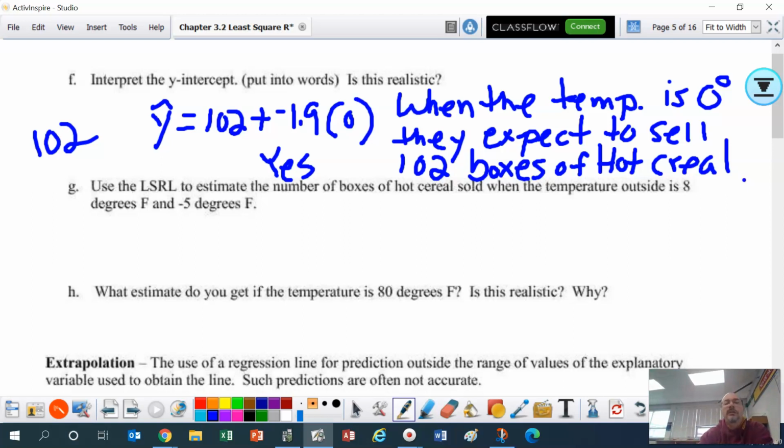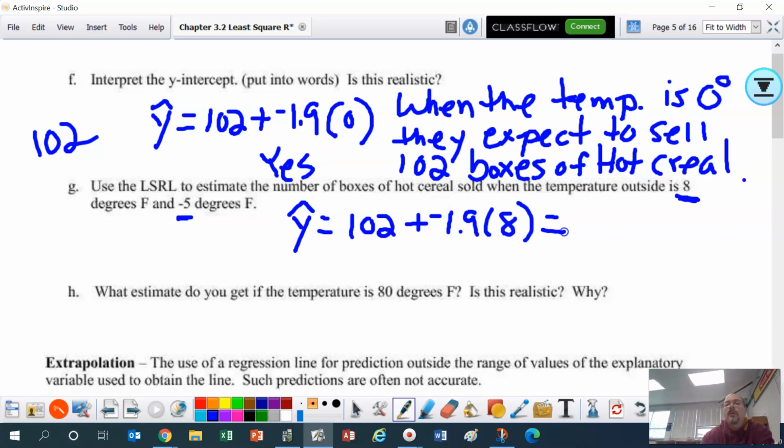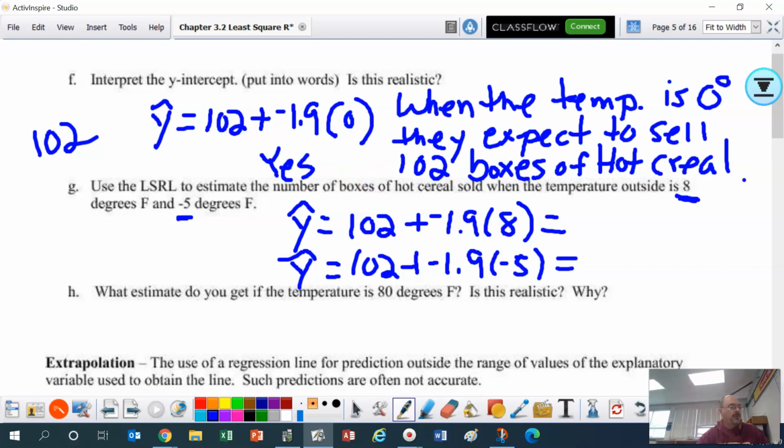All right, use the least squares regression line to estimate the number of boxes sold when the temperature is 8 degrees and negative 5 degrees. All right, so y hat equals 102 plus negative 1.9 times 8 and 102 plus negative 1.9 times negative 5. All right. So let's see here. I'm going to pause this a moment and figure out those two answers.